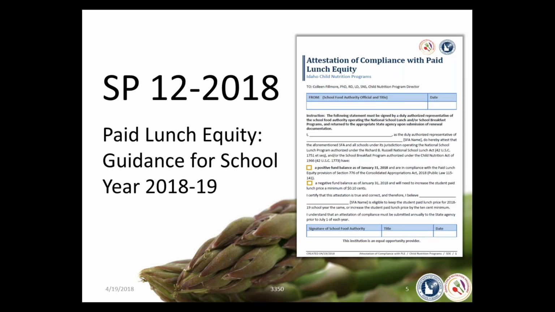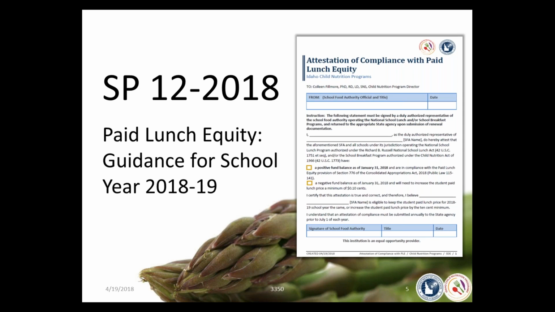SFAs that had a negative balance in the nonprofit school food service account as of January 31st, 2018 must follow PLE requirements when establishing their prices for paid lunches in school year 2018-19. The Idaho Department of Education has created an attestation to complete for the PLE exemption requirement. This form needs to be uploaded into the system for the PLE renewal requirements for districts with a positive fund balance as of January 31st, 2018.